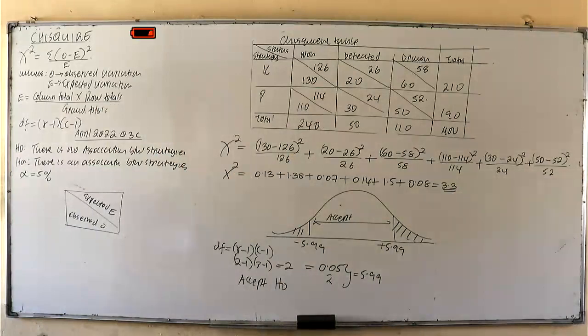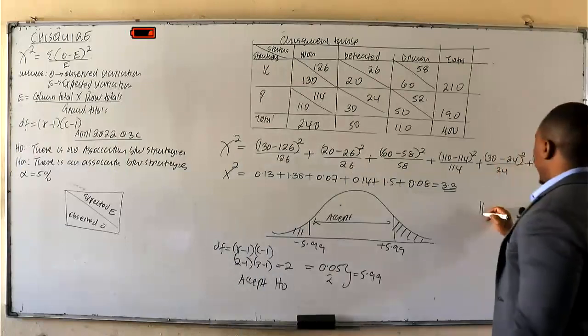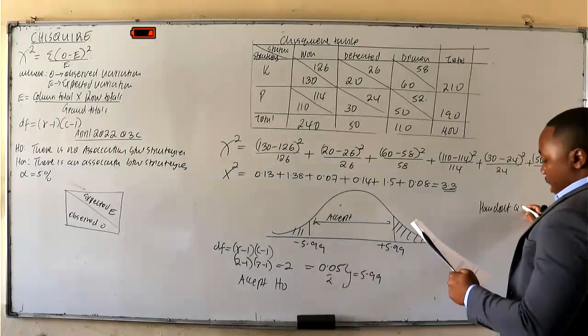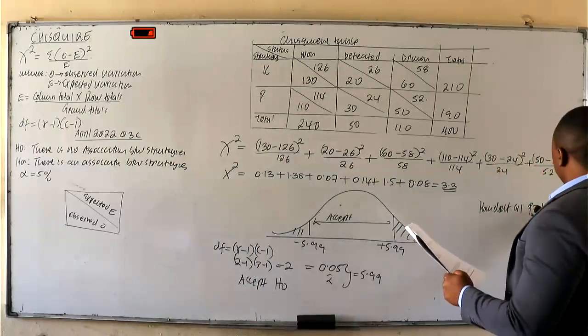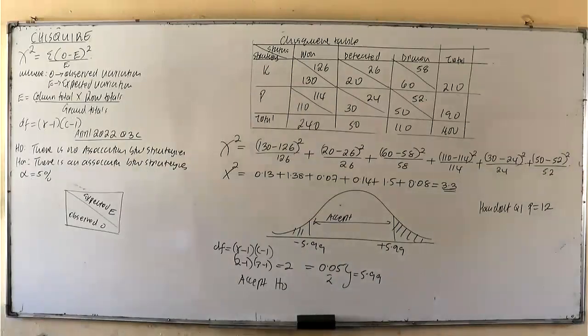Now, for practice purposes, you can go and try this question. Handout question 1, page 12. It's a question on chi-square. And that marks the end of the topic on chi-square, I mean of hypothesis testing.